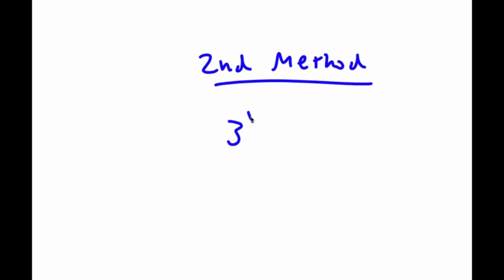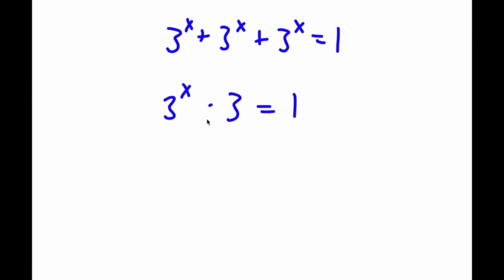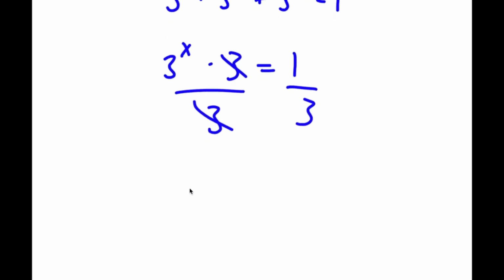So, again, I first start with 3 to the power of x plus 3 to the power of x plus 3 to the power of x is equal to 1. I factor out 3 to the power of x, so I get 3 to the power of x times 3 is equal to 1. However, now, instead of multiplying 3 to the power of x with 3, I'm actually going to divide both sides by 3. So now these two are going to cancel out, and I'll have 3 to the power of x is equal to 1 over 3.